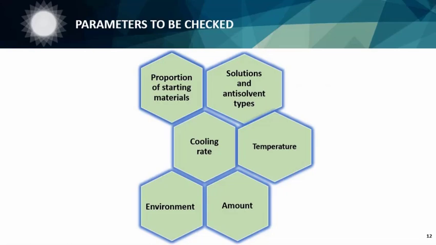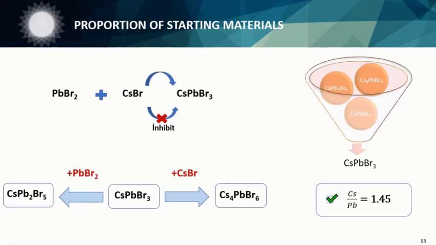There are some parameters that we try to optimize within the scope of the study. These are the ratio of starting materials, solution and anti-solvent types, temperature, cooling rate, environment, and amount. I will talk about these parameters respectively. The phase diagram of cesium bromide and lead bromide supports the formation of three compounds. This stoichiometry must be precisely designed to ensure the specific formation of cesium lead bromide and suppress all other phases.